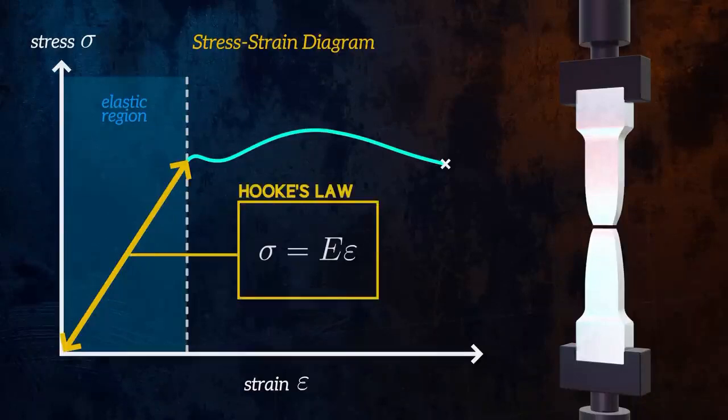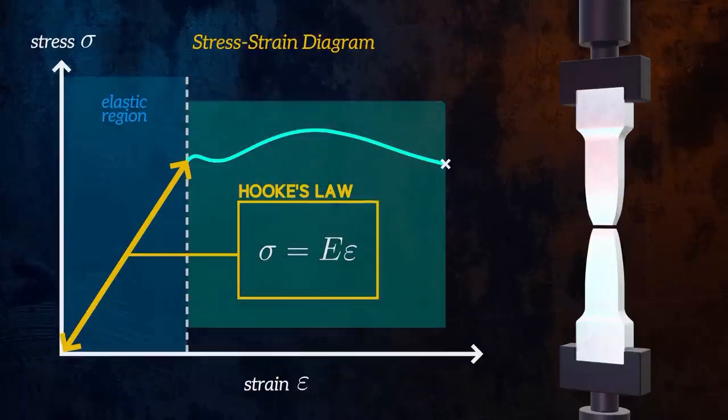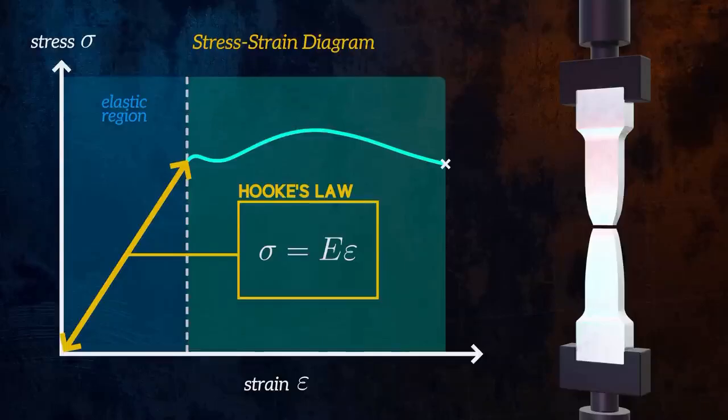The ratio between stress and strain is called Young's modulus, which is an important material property. Hooke's law usually only applies for small strains. For larger strains, the relationship between stress and strain is no longer linear. Deformations are not reversed when the load is removed, and we have permanent plastic deformation.